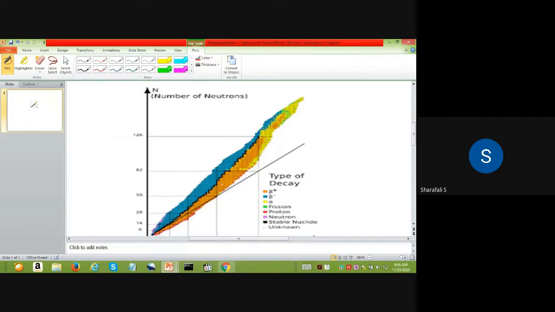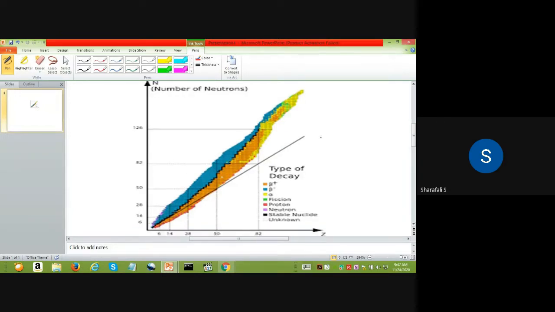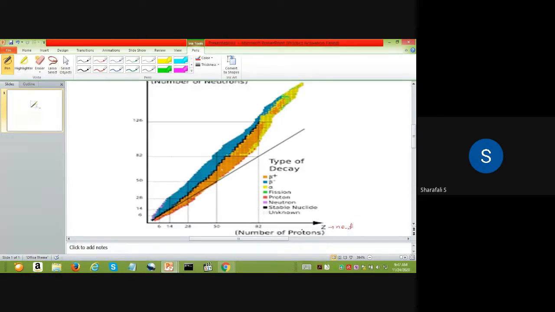In this figure you can see different regimes where you can have different decay processes. This is nothing but the graph of number of neutrons versus number of protons. This is the number of protons, and on the y-axis we have the number of neutrons.